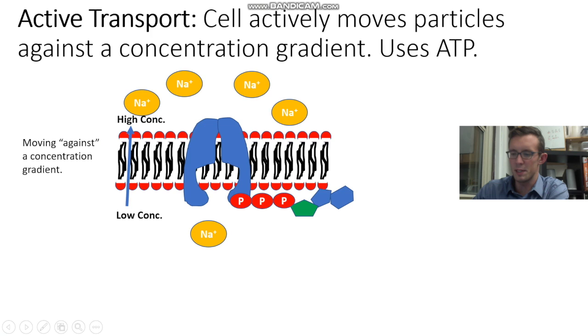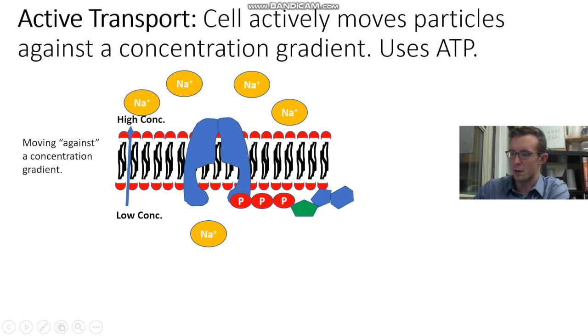However, there's going to be some situations in which our cells want to do the opposite, in which they want to move a particle against a concentration gradient. So here you can see we have a low concentration of sodium inside of our cell membrane and a higher concentration of sodium outside of it. And our cell wants to move the sodium ion out of the cell against the concentration gradient.